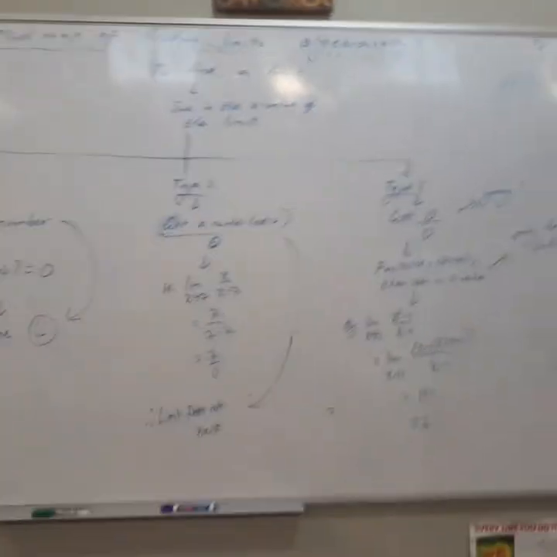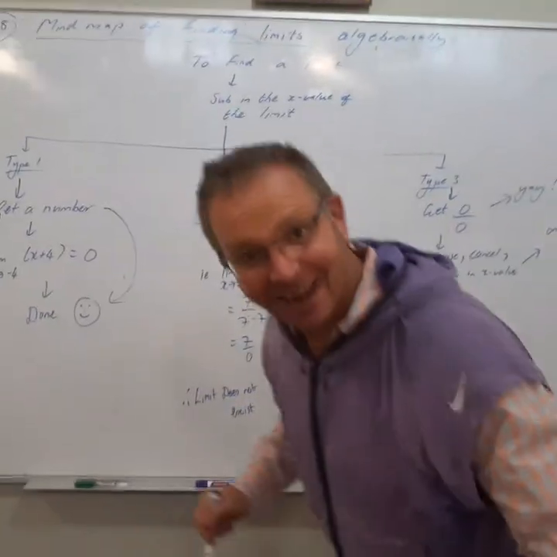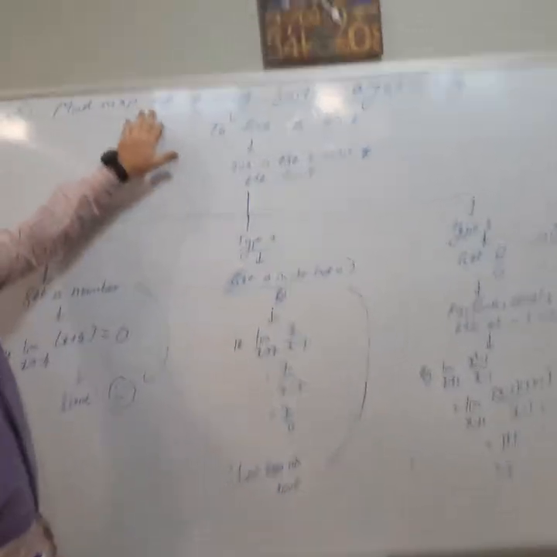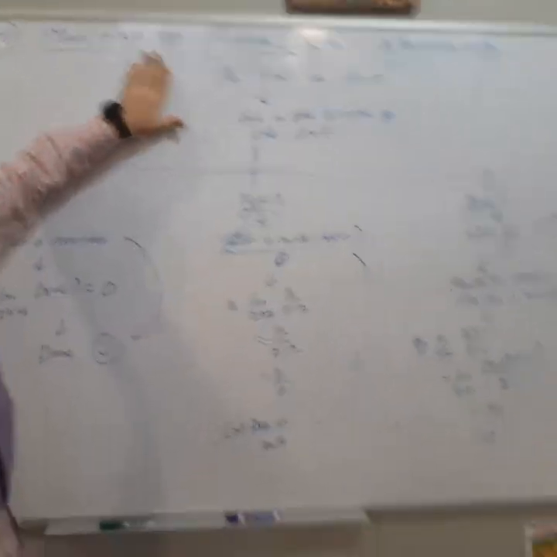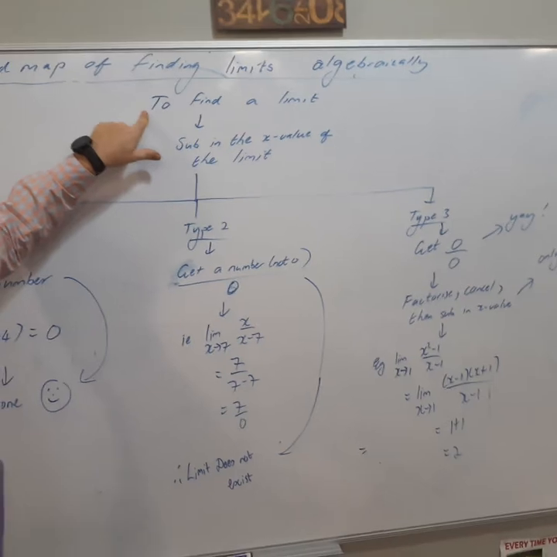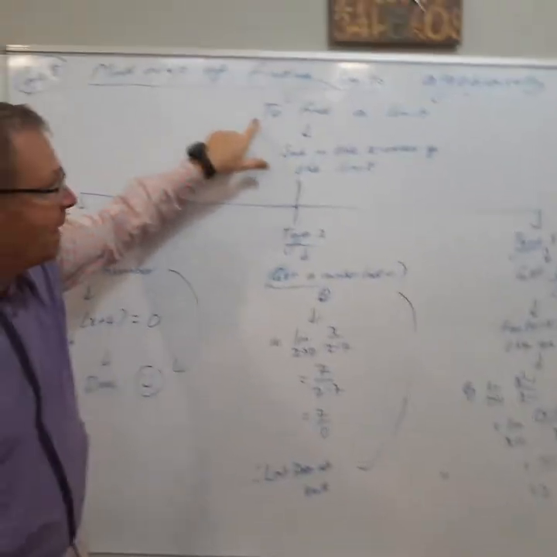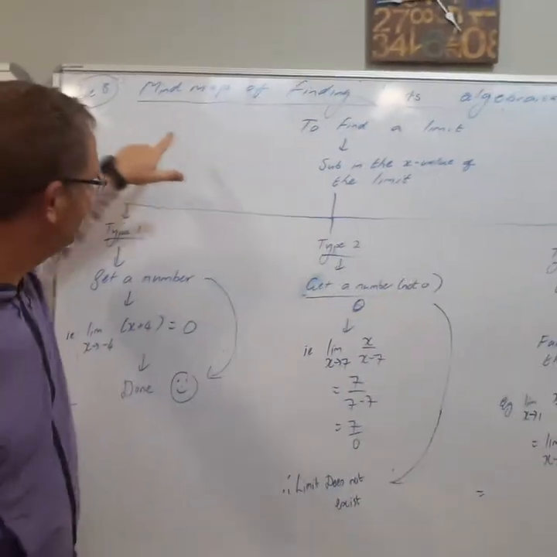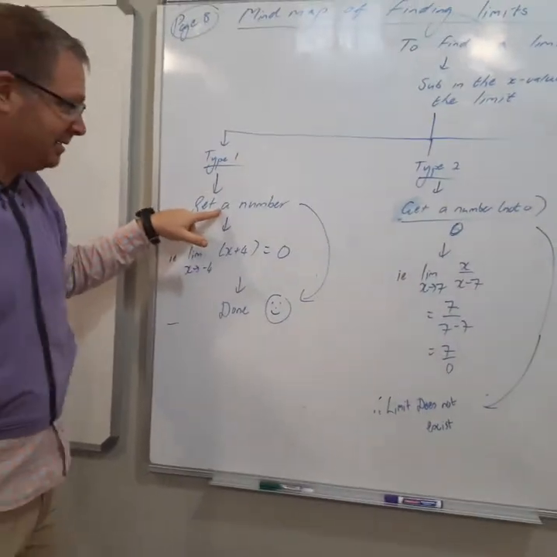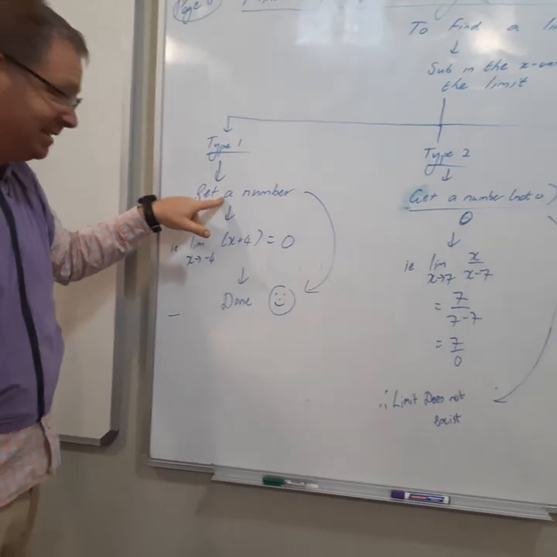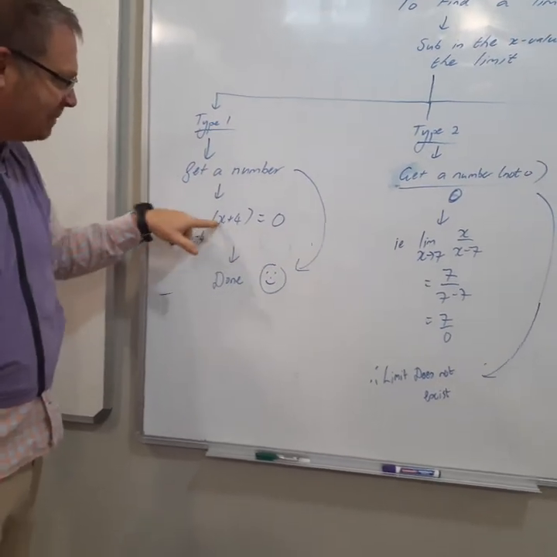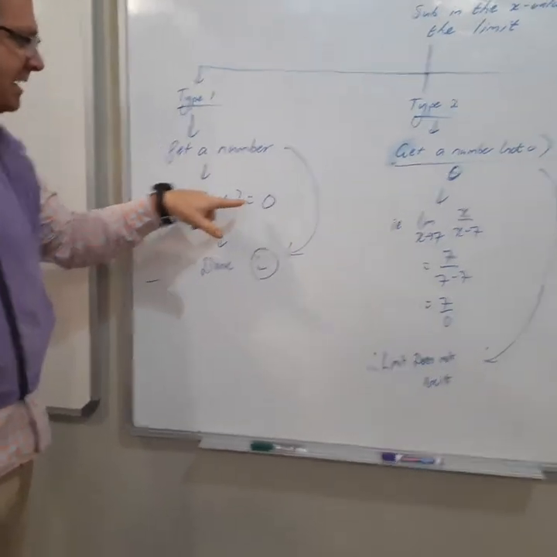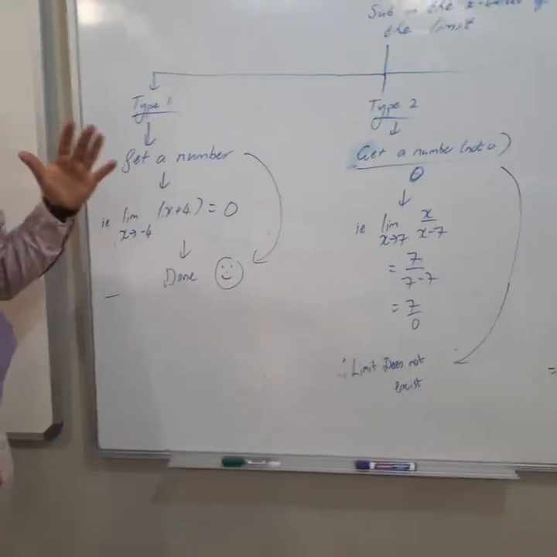Very nearly done. Good day. Right. So here is a beautiful summary, a mind map of finding limits algebraically. To find a limit, what's our first step always? We sub in the x value of the limit. Then one of three things can happen. First of all, you can just get a number. That number could be 0, it could be any number. It's fine. So if you sub in and you get a number, like this one over here, the limit as x tends to -4, you replace x with -4, you get -4 plus 4, which is 0, then you're done. Poof, over.